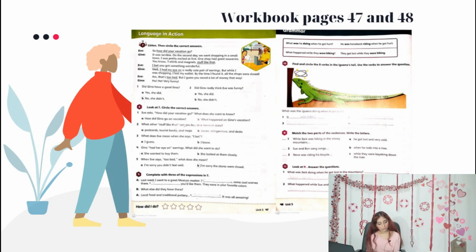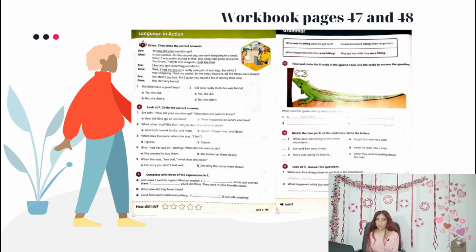Well, I had my eye on a really cute pair of earrings, but while I was shopping, I lost my wallet. By the time I found it, all the shops were closed. Oh, that's too bad. But I guess you saved a lot of money that way. Ha ha, very funny.